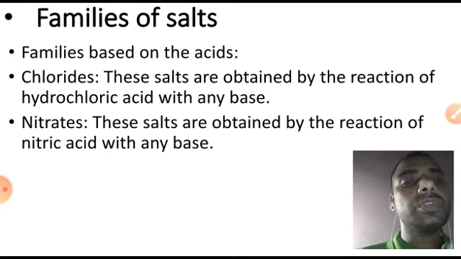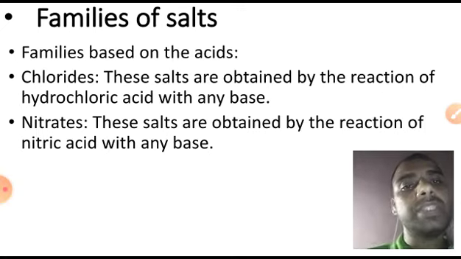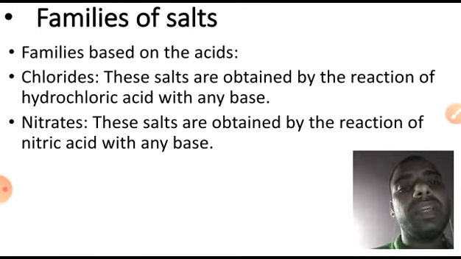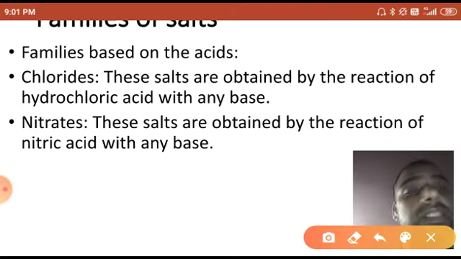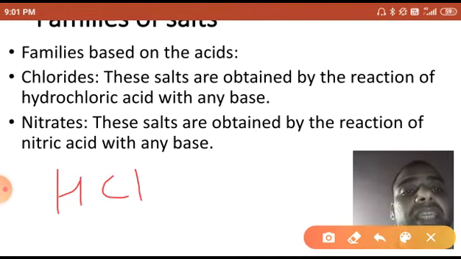So how can we obtain chloride family salts? You can see here, the chloride family salts we can obtain by the reaction of hydrochloric acid with any base. So as it is written, we will see some examples and it will be clear. So chloride family, here I will write HCl with any base.